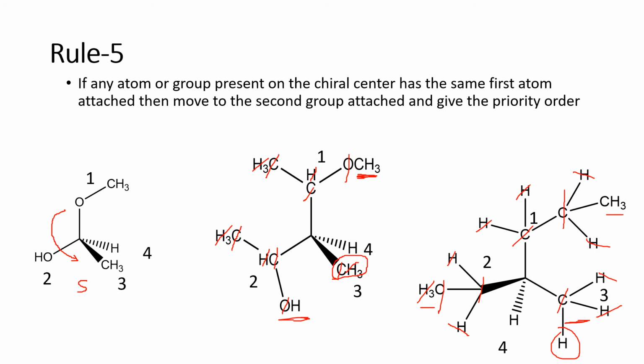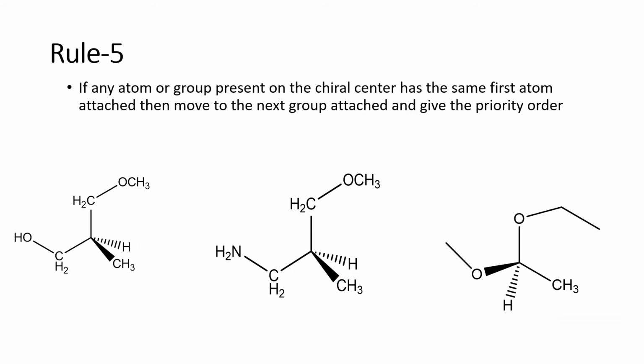Okay. In the same way here also you give the priority order and you assign the R or S. So same here also. Okay. So this is rule number 5. That means whenever you see the same atoms present on the chiral center, you go to the next priority atom. Okay. So now you can see this one also. So here the chiral center is here.